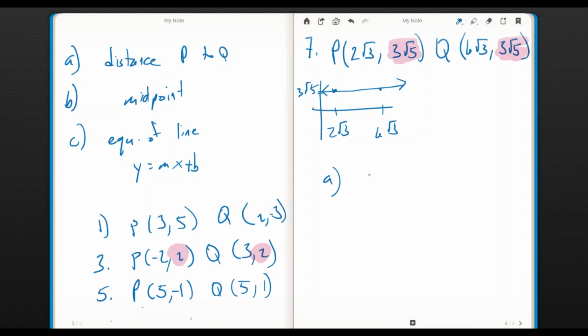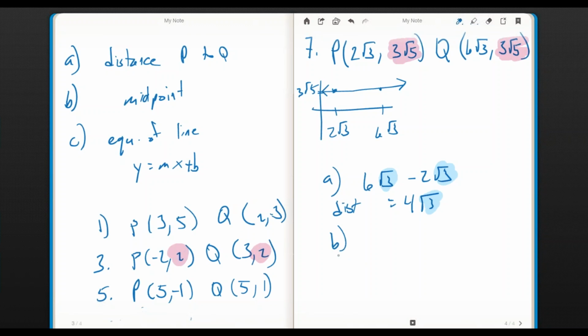First, the distance between them is simply 6 root 3 minus 2 root 3. I like to think of this as a blue blob. I have 6 blue blobs. I take away 2 blue blobs. What I have left is 4 blue blobs. Think of the root of 3 as a blue blob, right? I have 6 of them minus 2 of them, so I have 4 of them. 4 root 3 is the distance between the 2 points.